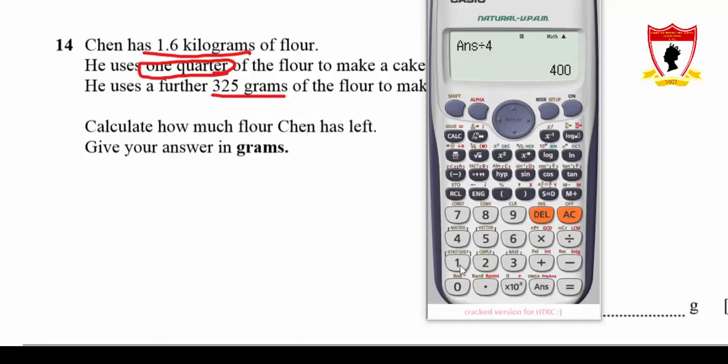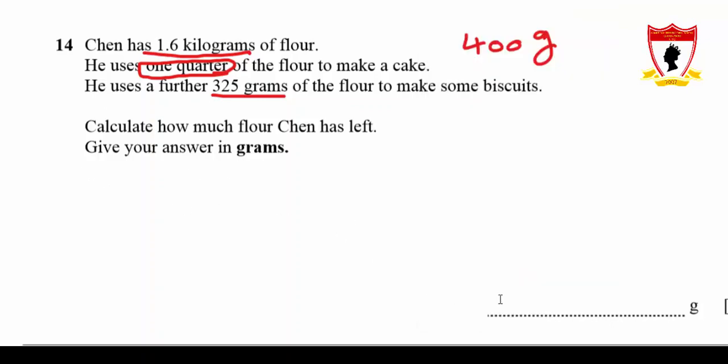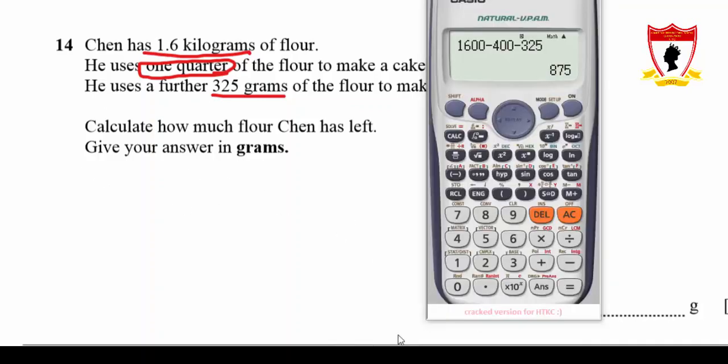Now 1600 minus 400, and then minus 325, as they are stated in the question. Now 875 grams left over. Give your answer in grams. It is 875.